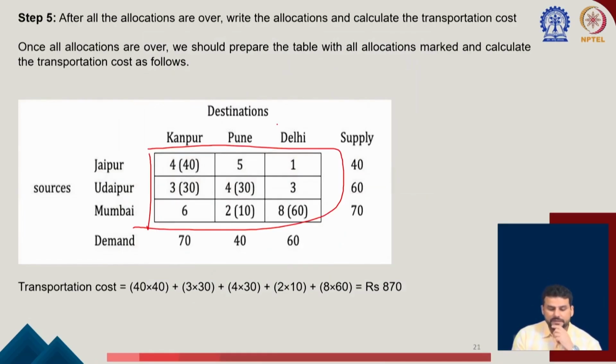So now we have allocated, that means we have not done allocation where Jaipur factory will not supply to Pune and Delhi because cost would increase if we supply from Jaipur to Pune or Delhi, right. And then Udaipur is also not supplying to Delhi. Udaipur is supplying 30 units to Kanpur and 30 units to Pune. Then Mumbai is not supplying to Kanpur, Mumbai is supplying to Pune and Delhi, right.